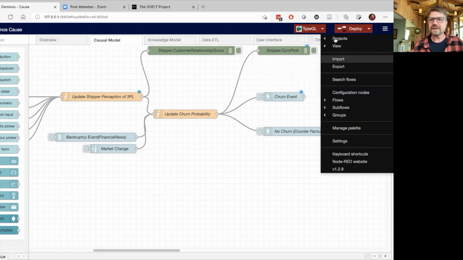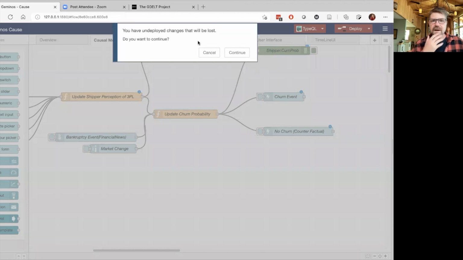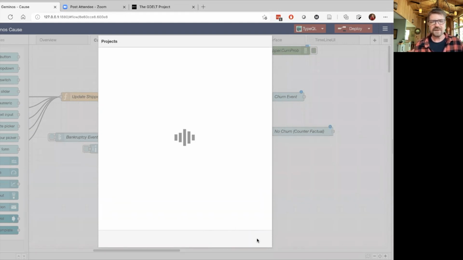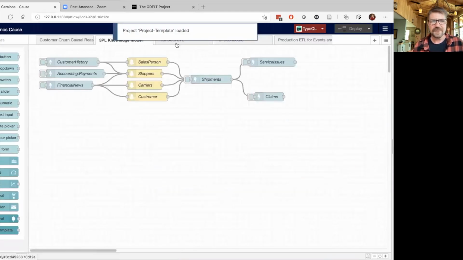One of the other things that's nice is we can go in and do things like projects, open, continue. So this is just an example of a few things. You can have different models in projects. Behind the scenes, each one of these projects is just a different set of flows. So here's a customer churn, here's a pricing prediction use case. And each one of these different use cases can do different types of causal models. If you want to be able to share things, you could have a project template, for example. Let me open the project template. Right now I think it's just a copy of this one.